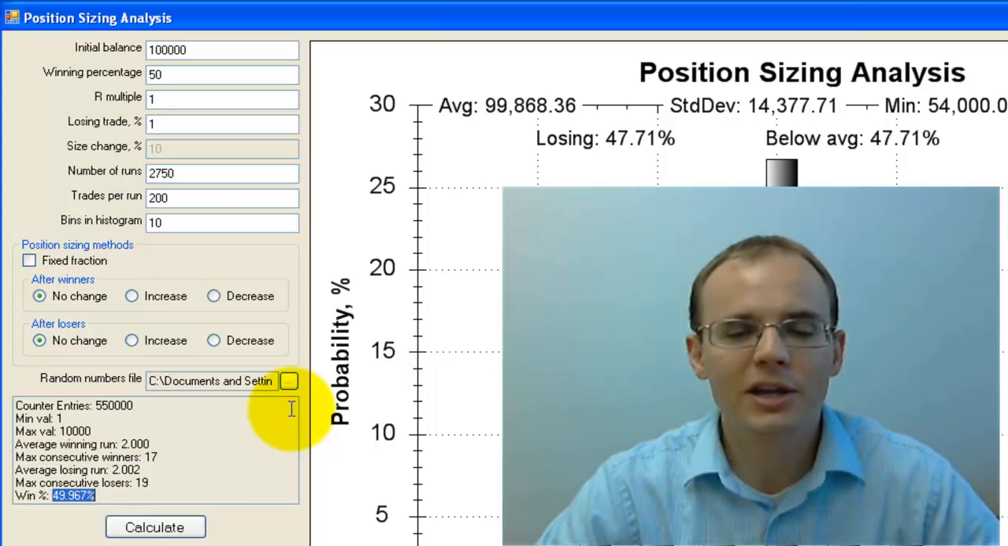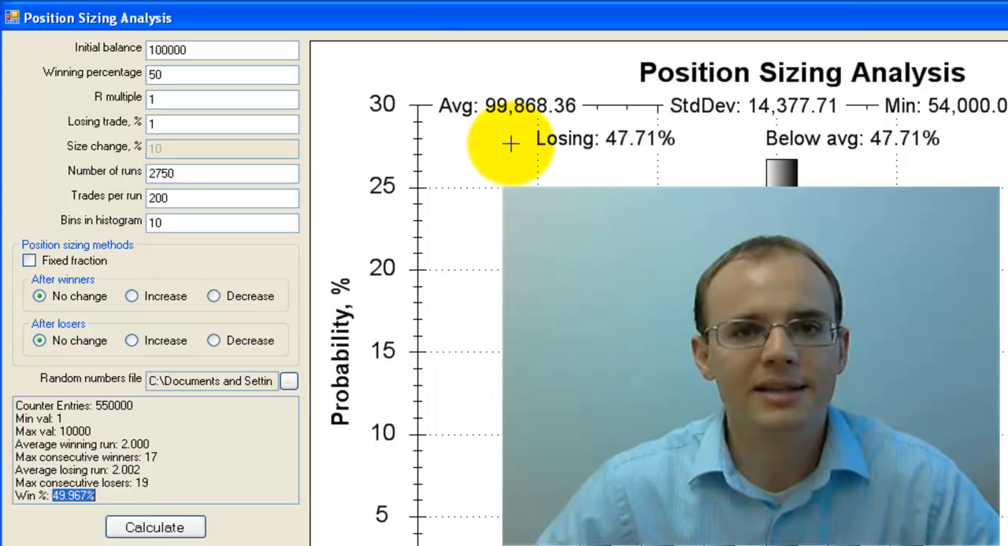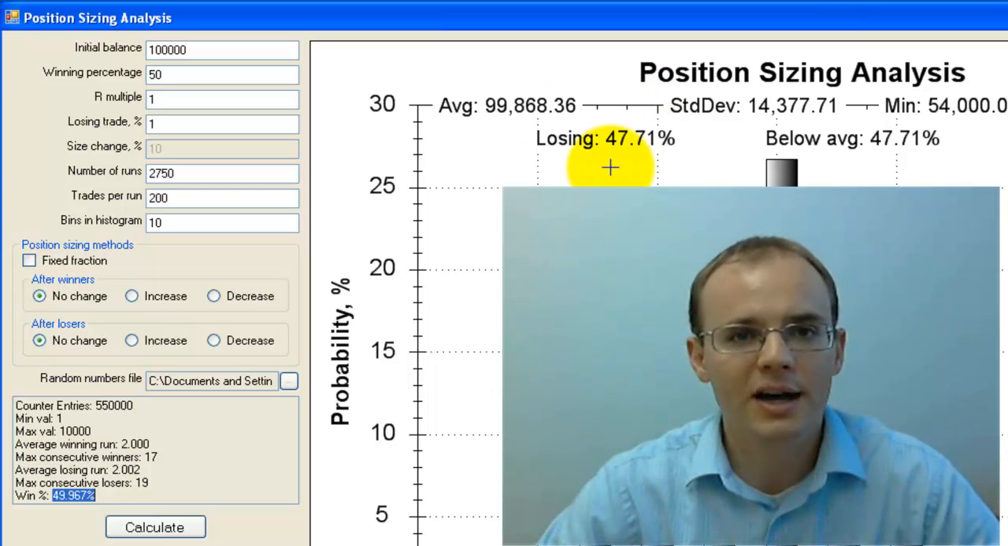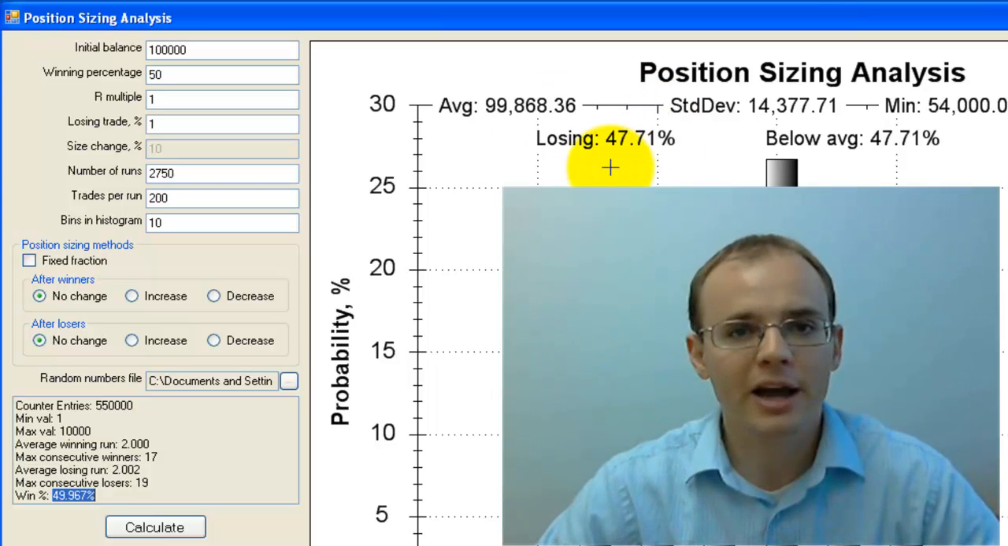I'll leave the video here, and in the next video we're going to actually talk about these outcomes and how a 50-50 coin toss game can make or break your account if you're risking too much.